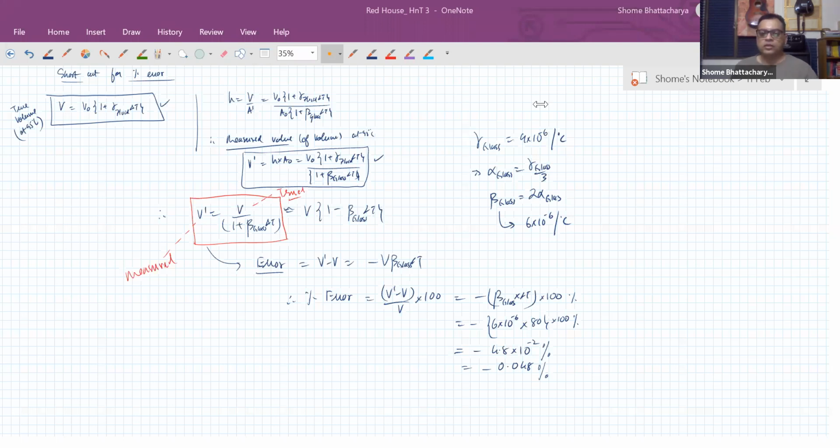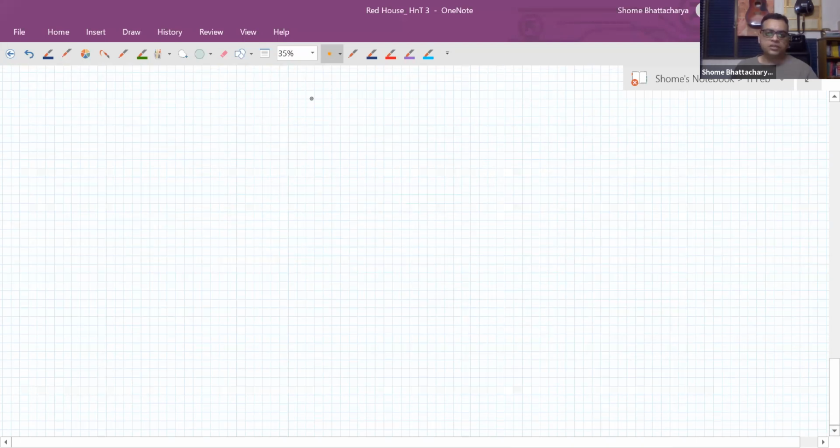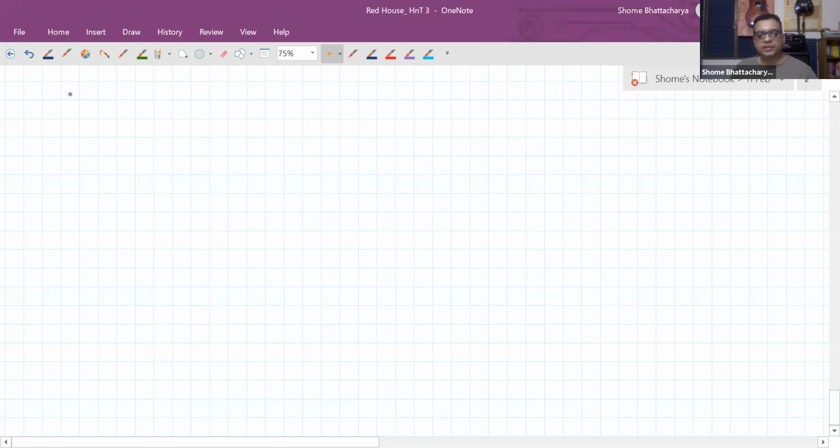Okay, very good. So let's move on. The last couple of things in thermal expansion. We will look at an application of thermal expansion to construct something called a bimetallic strip.